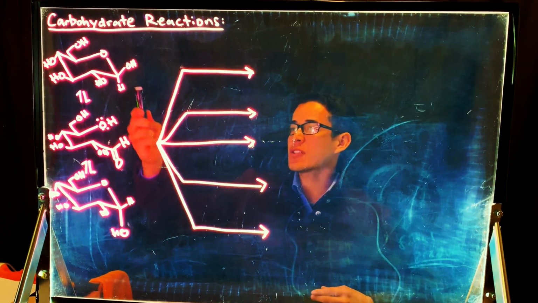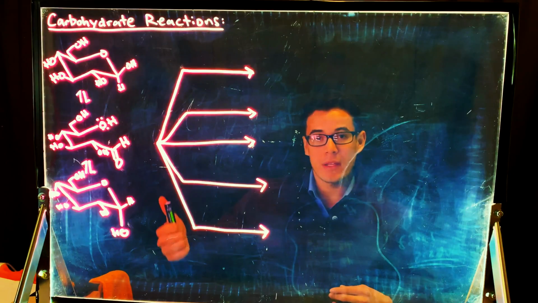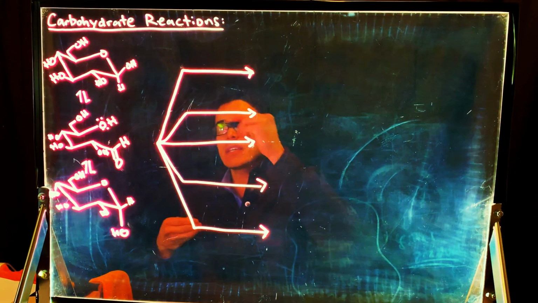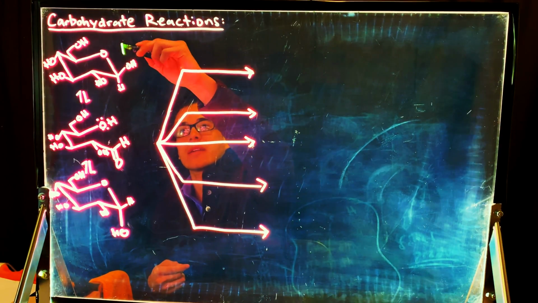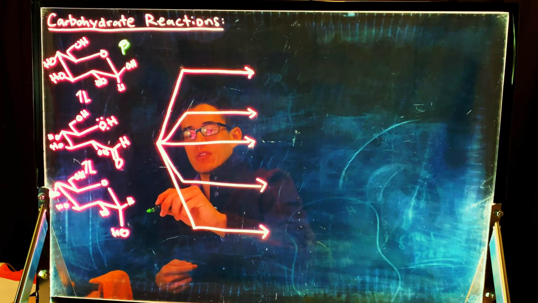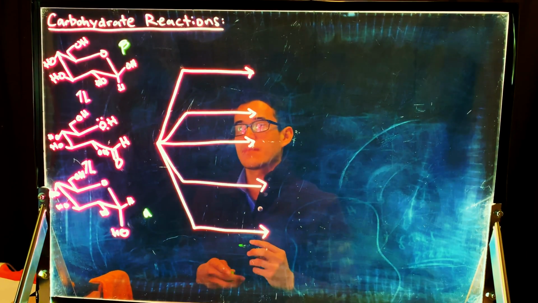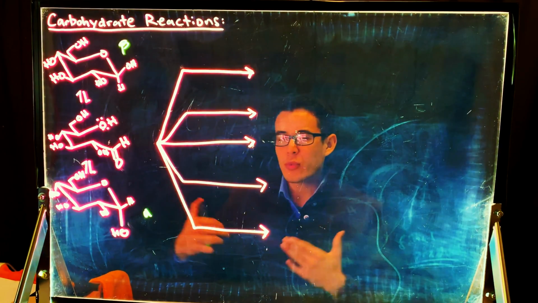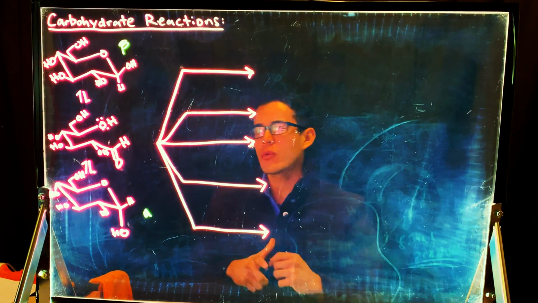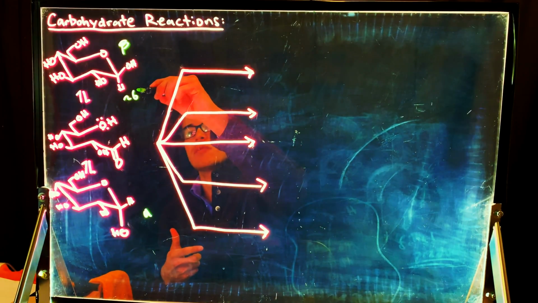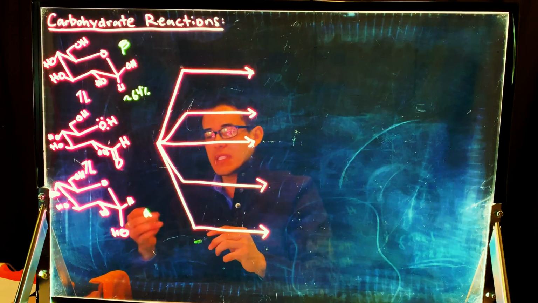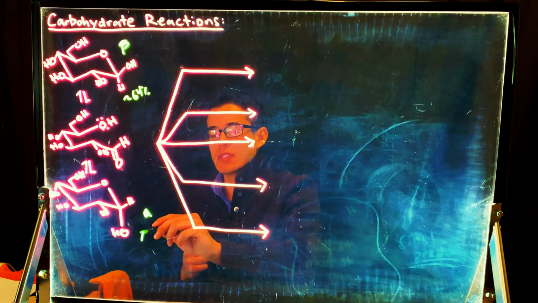Here, I went ahead and drew our beta and alpha anomers of glucose. So we can see here, this is our beta anomer, and this is our alpha anomer. Now, which one do you think we see more in equilibrium? Well, we see the beta anomer at approximately 64%, and we see the alpha anomer at approximately 36%.